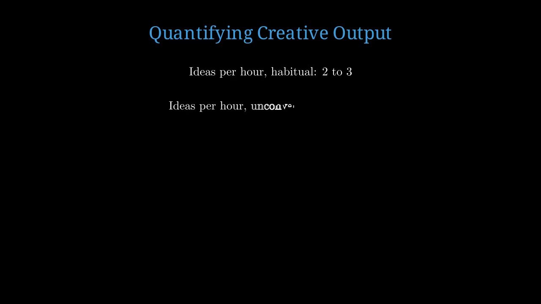Let's quantify the creative output from these methods with some rough estimates. In normal habitual thinking, you might generate 2 to 3 viable ideas per hour of focused work. Using unconventional methods, research suggests you can increase this to 8 to 12 viable ideas per hour. That's a 4-fold increase in creative productivity. Moreover, independent judges rate the novelty of these ideas 2 to 3 times higher on average, so you're not just generating more ideas, but more novel ones.